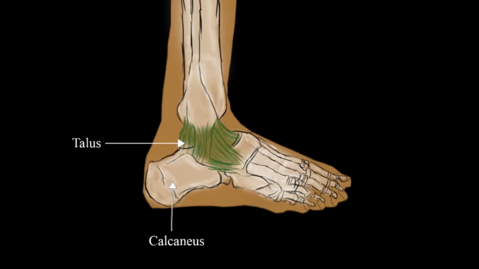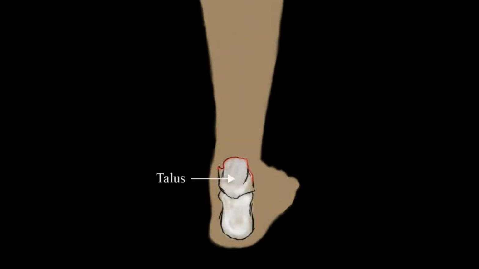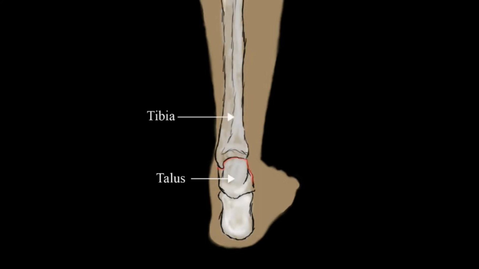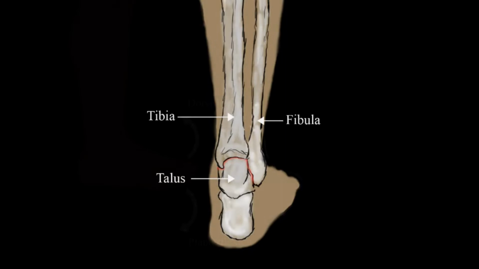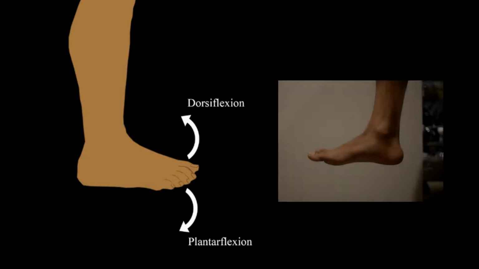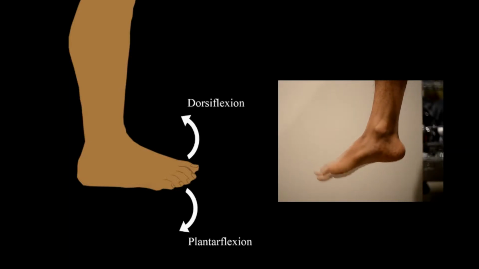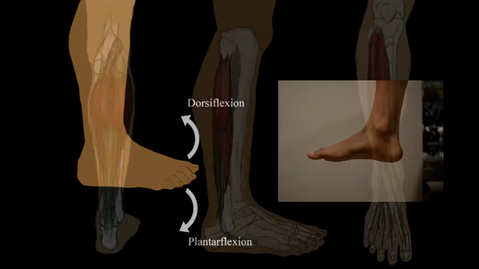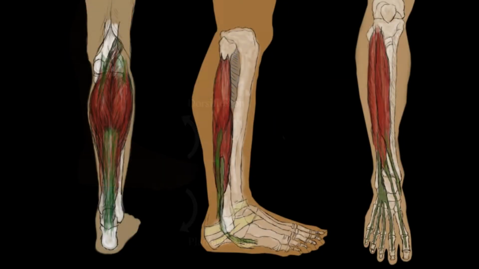This modified synovial hinge joint is formed by the talus, fitting snugly into the bracket formed by the tibia and the fibula. The ankle allows the dorsal side of the foot to move towards or away from the anterior surface of the leg, and these two movements are respectively defined as dorsiflexion and plantar flexion. The muscles of the leg allow movement of the ankle joint and some movement in the feet, as well as playing an important role in postural stability.